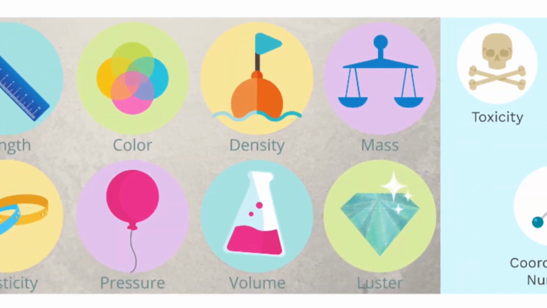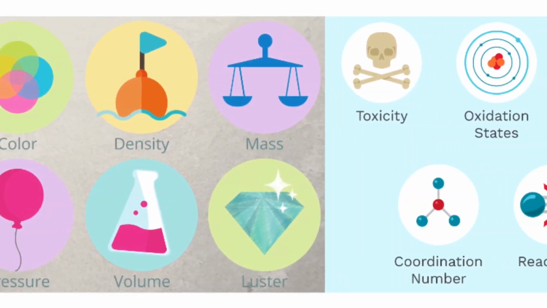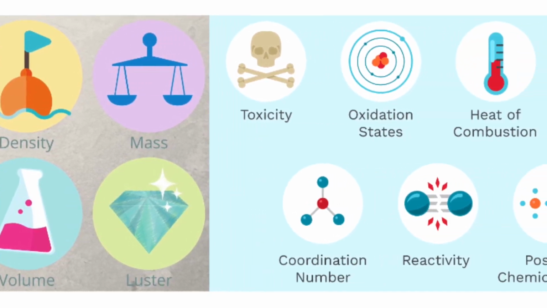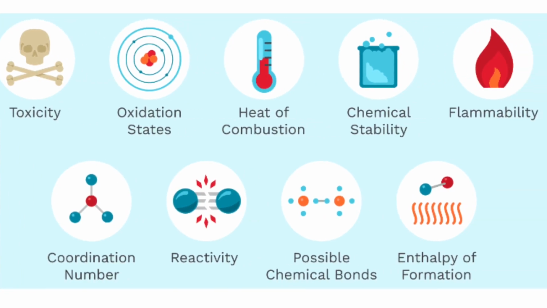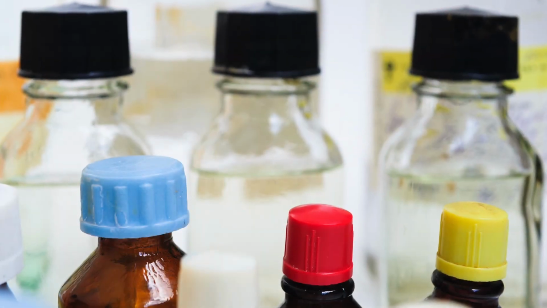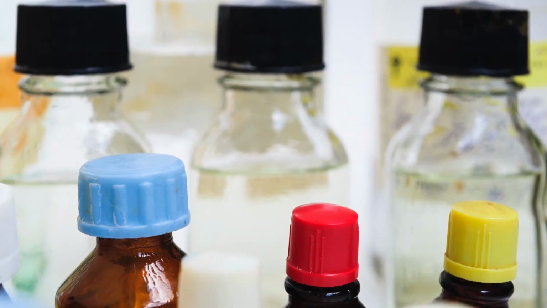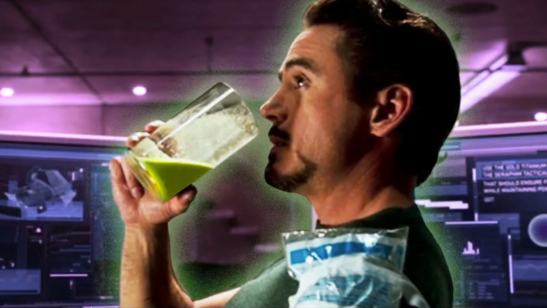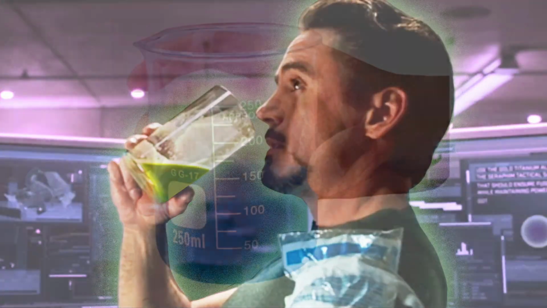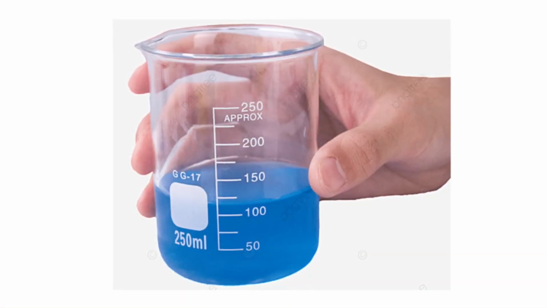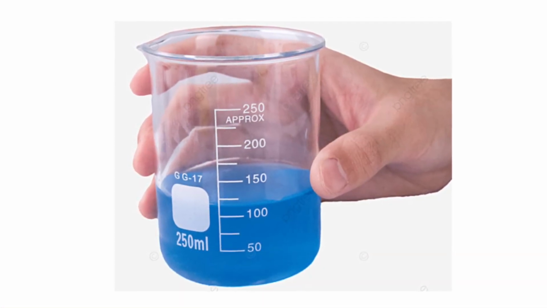Properties of matter can be physical properties or chemical properties, as shown in these images. But how do liquids figure into this? How can we test liquids for physical and chemical properties? It's never a good idea to drink an unknown liquid. So how do we do this? Well, that's where pH comes into play.